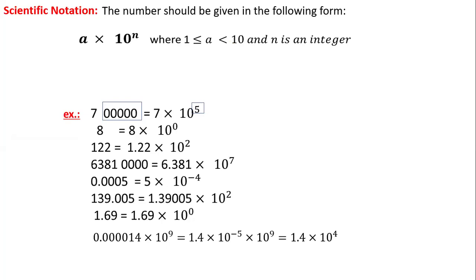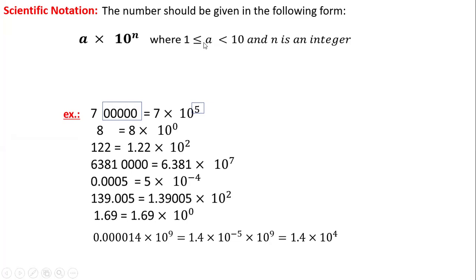Now, what do we mean by scientific notation? Scientific notation, you will have a number. This number is a very big number or a very small number. To write it in an easier way, we use the scientific notation. To write a number in scientific notation, you should have this form, a times 10 to the power n. A is a number between 1 and 10. It can be 1, 1.1, 1.2, 2, 3.5, whatever, 9.9999, but it cannot be 10. It should be less than 10.